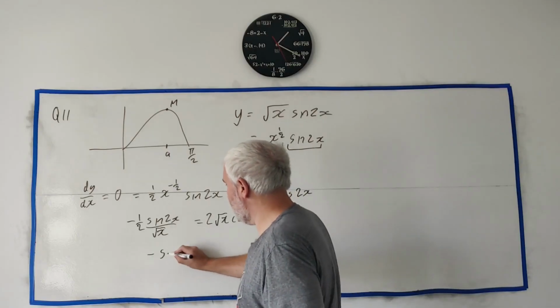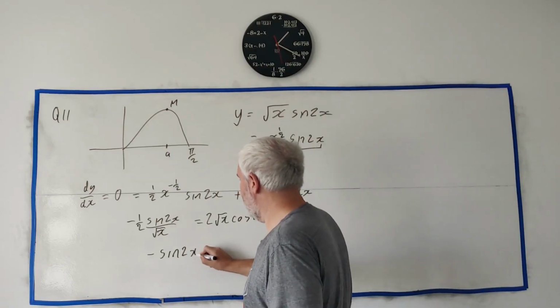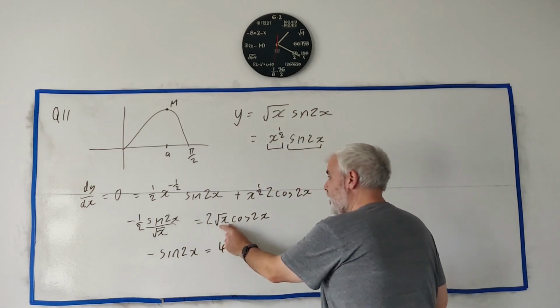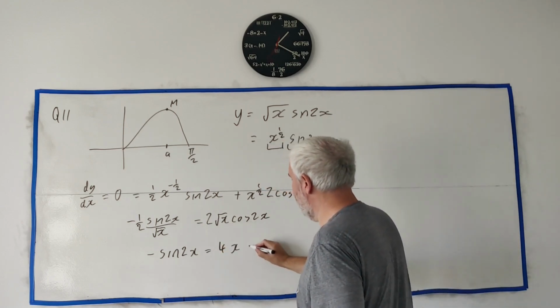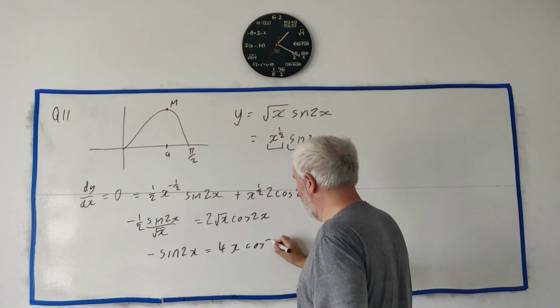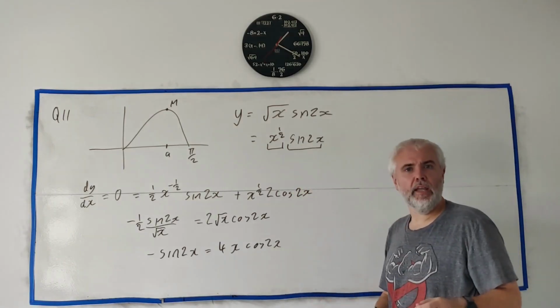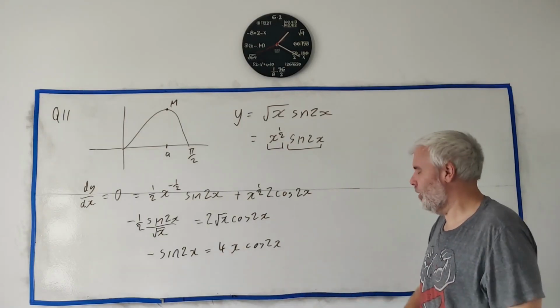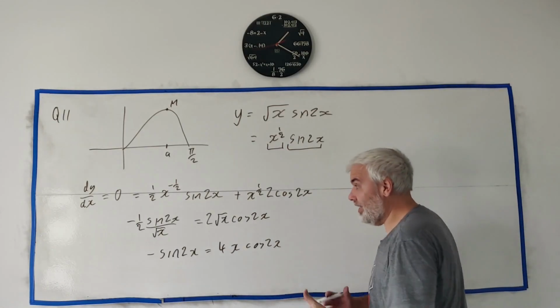We'd just be left with a minus sine 2x on this side. This times 2 is 4. Square root of x by square root of x is x. And we leave cosine 2x there. We now have 4 times something. That's what we wanted. But I wouldn't worry about that too much yet. Let's just get that tan.